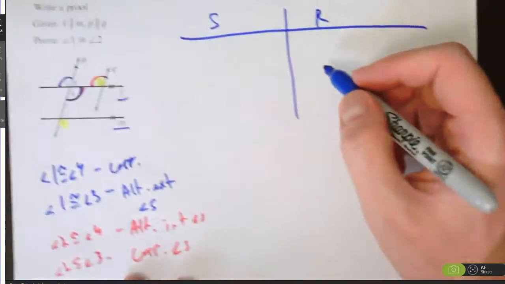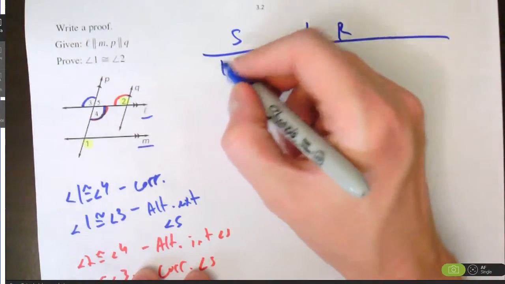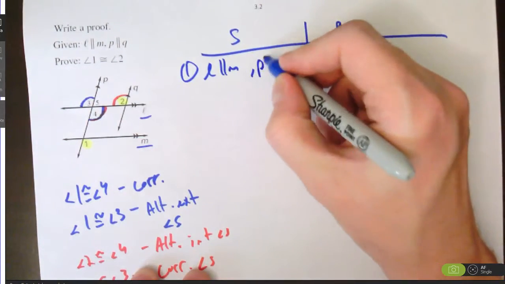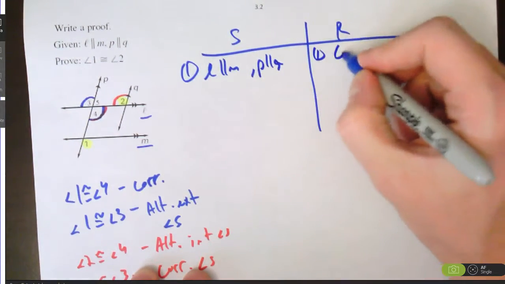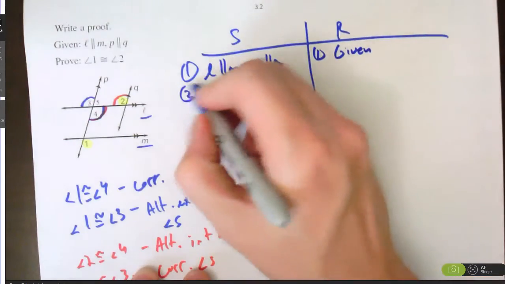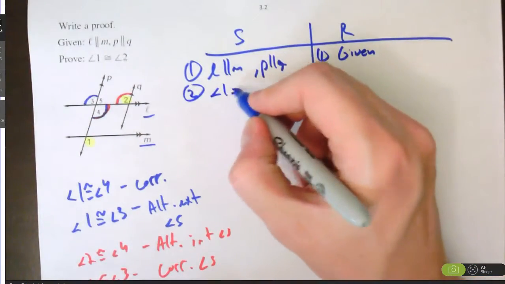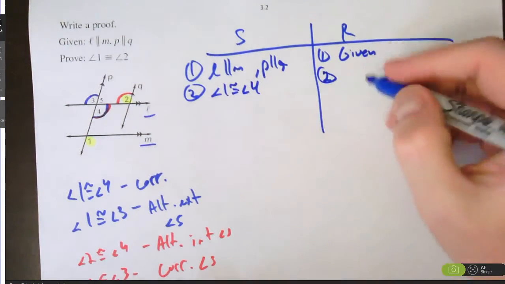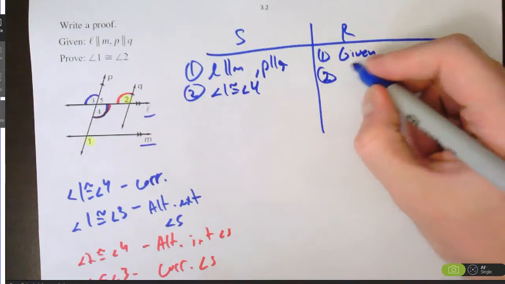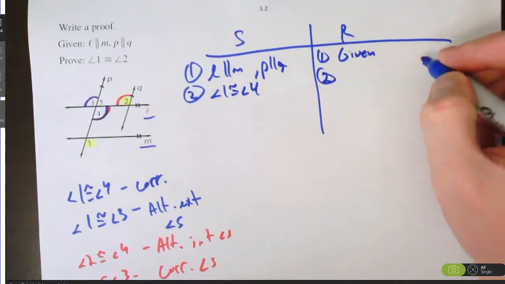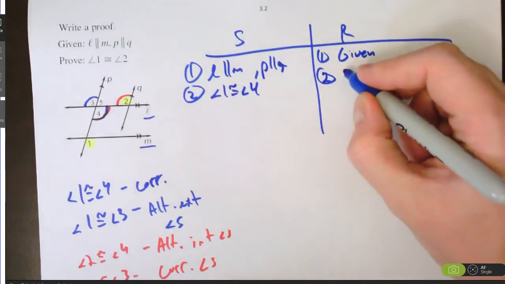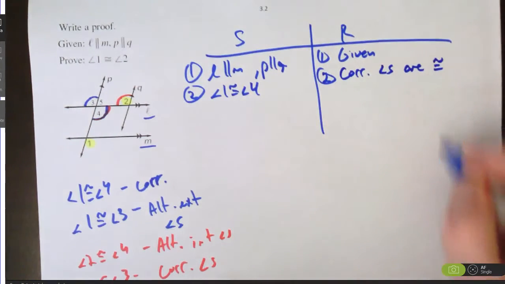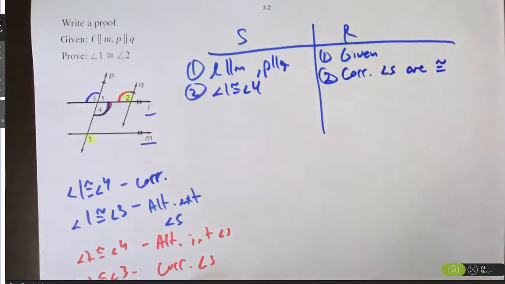reasons. Okay. So first of all, I'm given L is parallel to M, P is parallel to Q. 2, I know that angle 1 is congruent to angle 4 because angle 1 and angle 4 are corresponding angles. So you either say corresponding angles postulate, or you can just say corresponding angles are congruent. I just tend to do this. Corresponding angles are congruent. That's just the laziest way to do it.